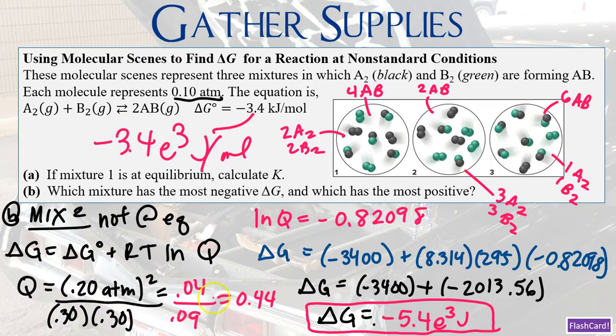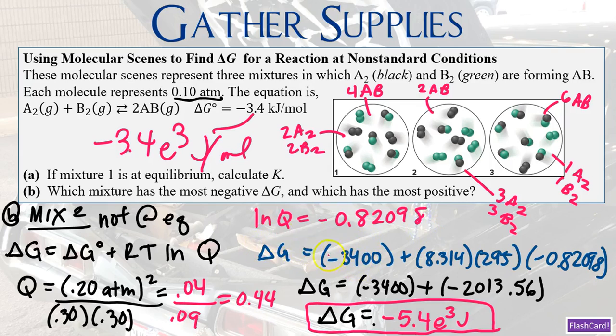Therefore, my Q value is going to be 0.04 divided by 0.09, and that's going to equal 0.44. What I did next was take the natural log of my Q value, and I get negative 0.82098. Now let's go ahead and start plugging everything into our delta G expression.